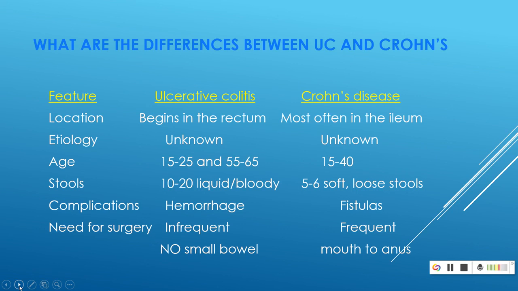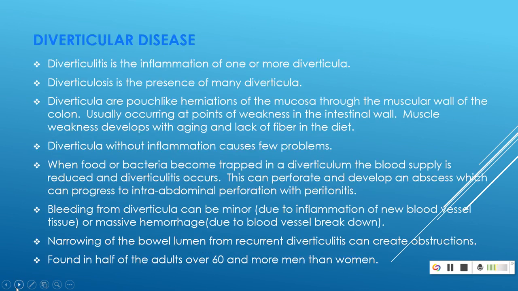Need for surgery. Ulcerative colitis, you don't usually have to have surgery for that. With Crohn's disease, you end up having more frequent surgeries, because usually that piece of bowel that has the Crohn's disease is causing so many problems that you have to go in and take that section of the bowel out and reanastomose the two good ends. Need for surgery, infrequent for ulcerative colitis, frequent for Crohn's disease. Ulcerative colitis does not involve the small bowel, no small bowel. Crohn's disease can be anywhere from the mouth to the anus.